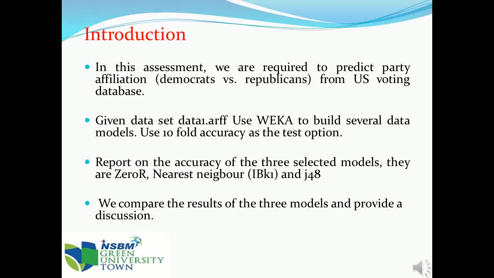First, I will give you an introduction about this assignment. In this assessment, we are required to predict party affiliation, Democrats versus Republicans, from the US voting database. Given dataset data 1.arff, we used Weka to build several data models. We used tenfold cross-validation as the test option. Report on the accuracy of the three selected models. They are 0R, nearest neighbor, and J48. We compare the results of the three models and provide a discussion.